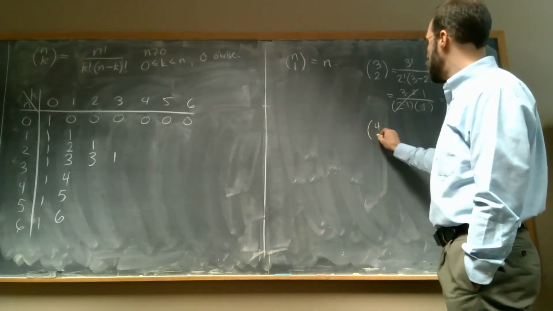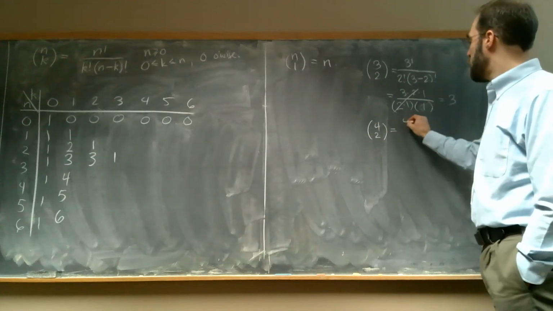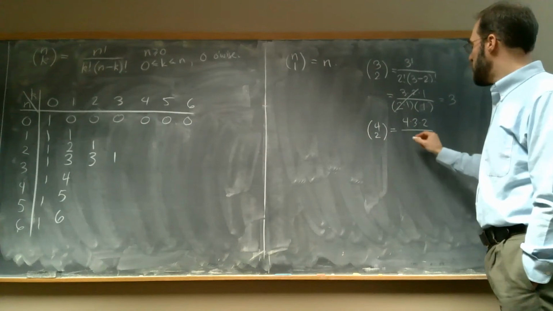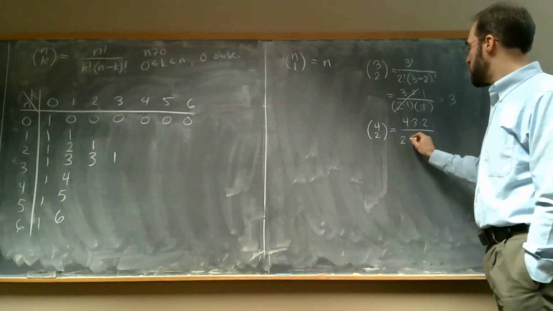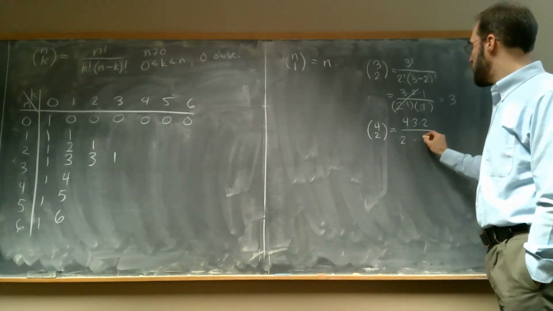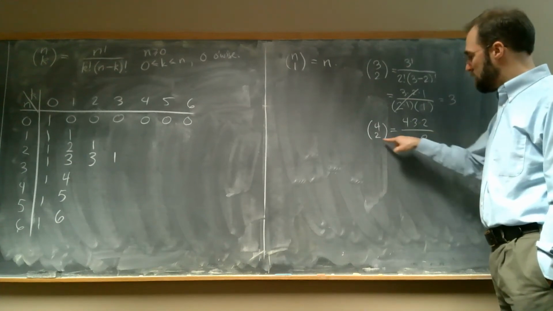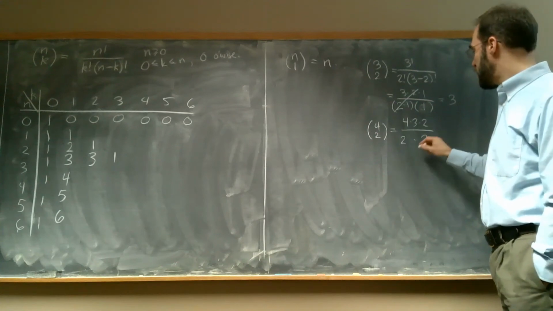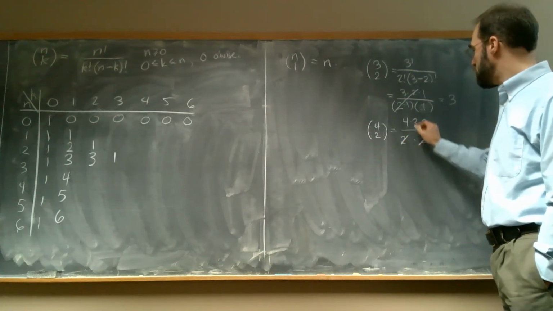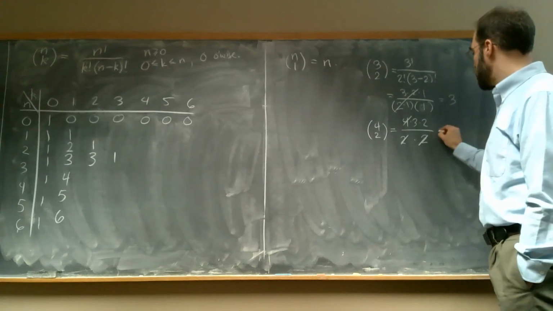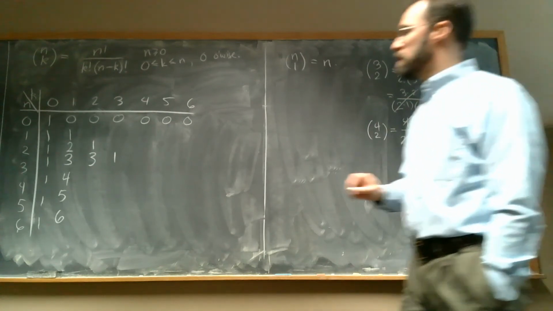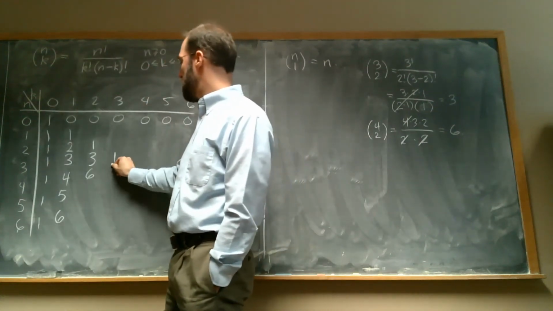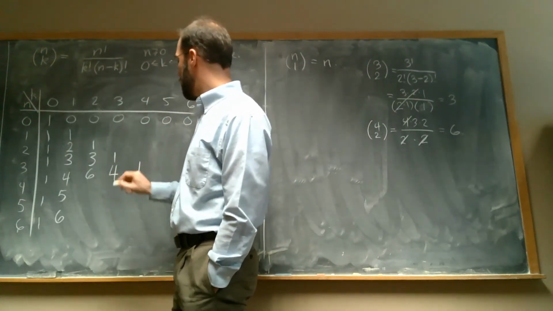Okay, let's do another example. 4 choose 2 is going to be 4 factorial over 2 factorial, which is just 2, and then 4 minus 2 factorial, which is another 2. I can do some canceling. Both these 2's will cancel with the 4, and so this is 6. So I get a 6 here, and then by symmetry I should get a 4 here, and then a 1 here.